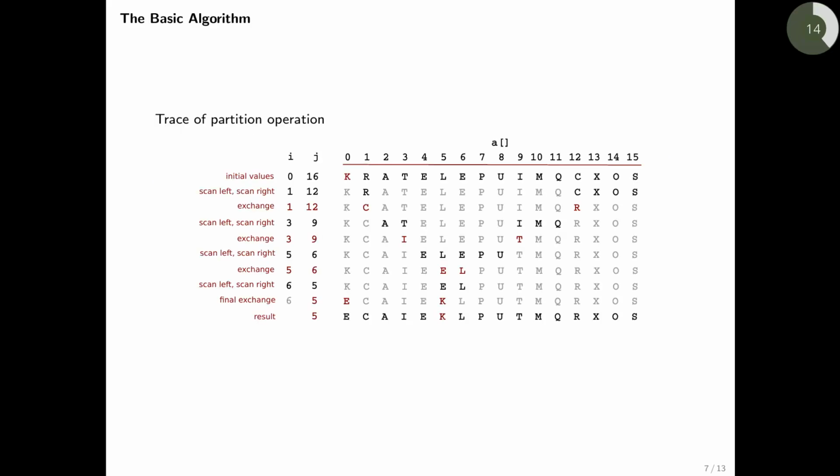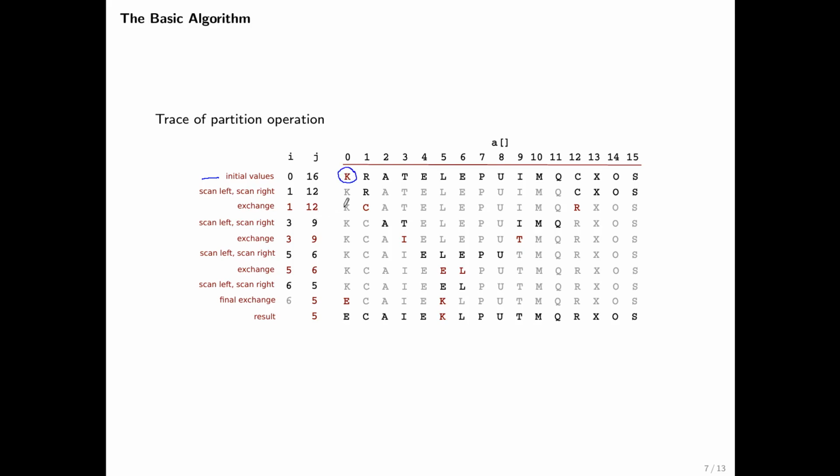So let's look at a trace of the partition method. Here is the input array after the shuffle, right? And what does the partitioning step do? Let's say we want to now partition this array. What does the partitioning method do? Well, it picks the first element as the pivot, okay?